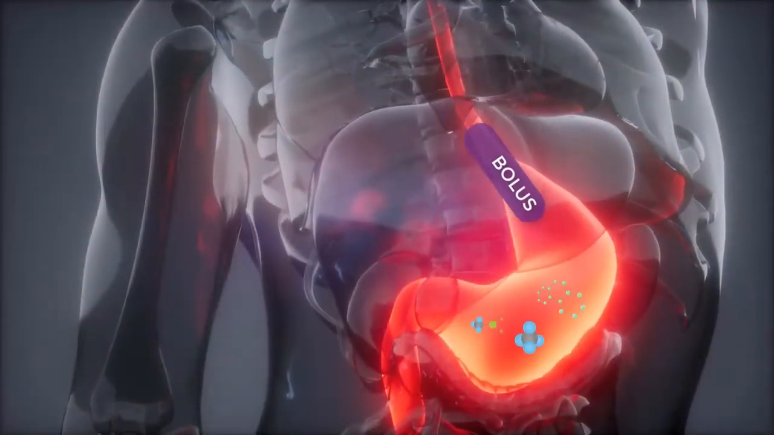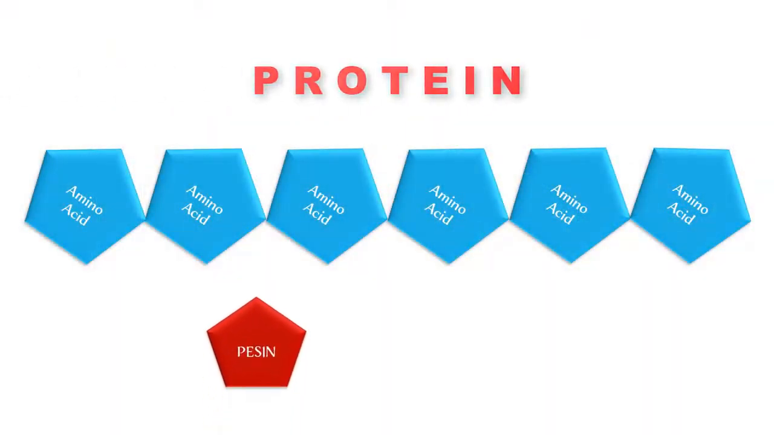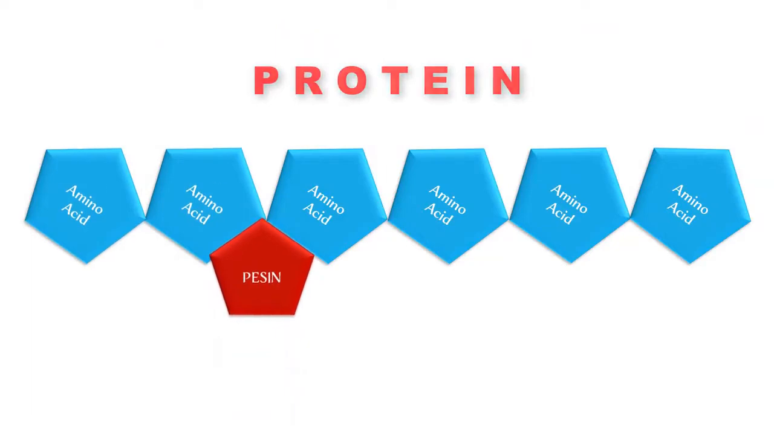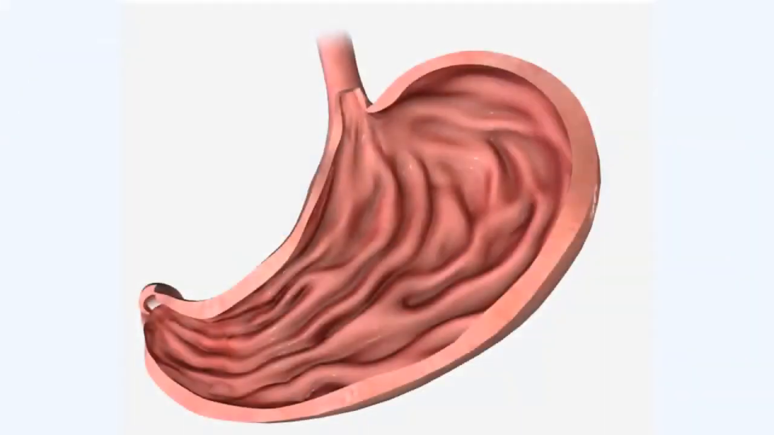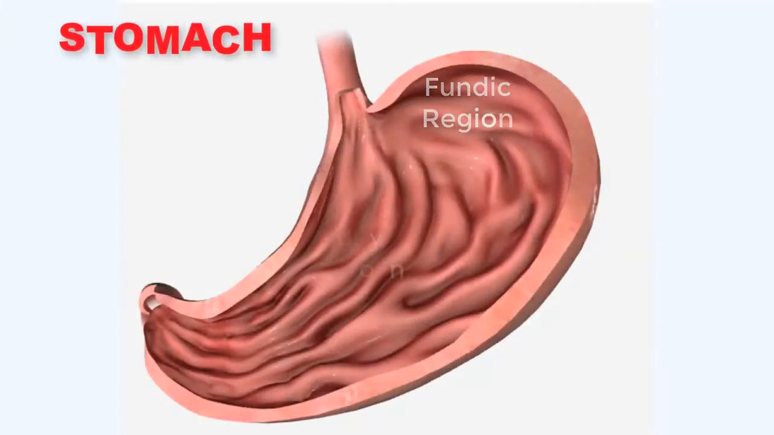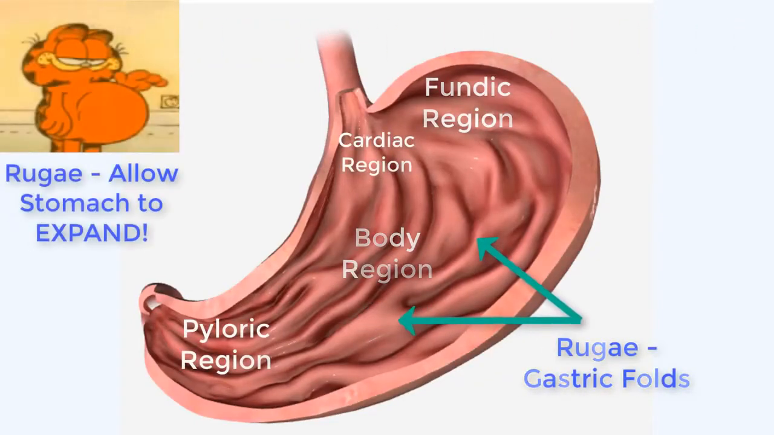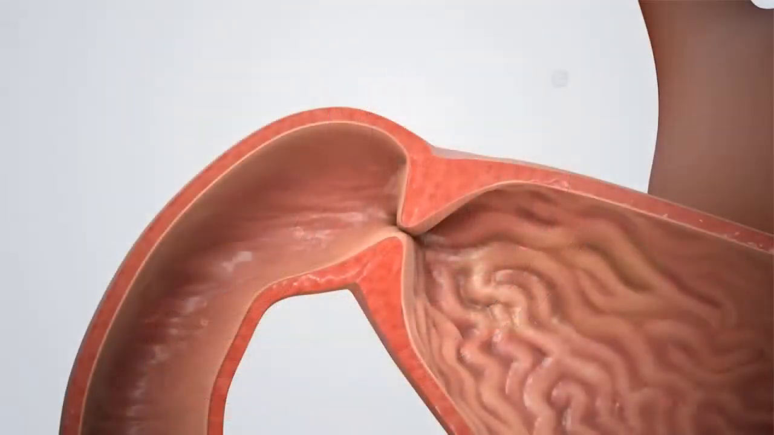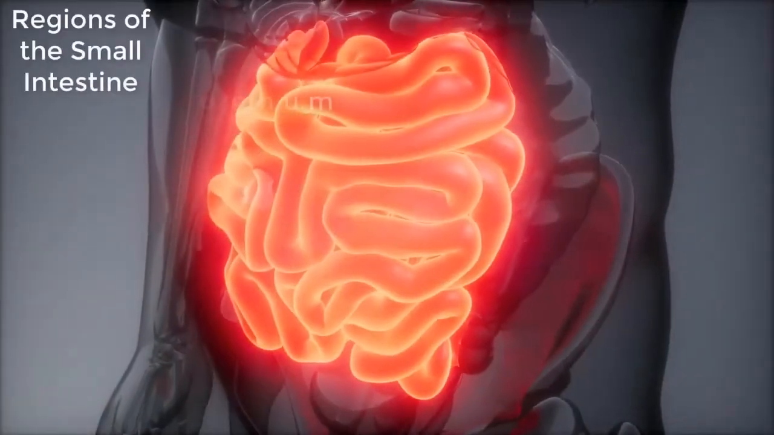Inside the stomach, there are more enzymes that turn this bolus to a substance called chyme. An enzyme called pepsin here breaks down protein to amino acids the body will need. The stomach has a fundic region, and a body and a cardiac region too. It has a pyloric region and rugae, which allow for expansion on Thanksgiving Day. The pyloric valve is how the chyme will escape and enter the small intestines on its way.